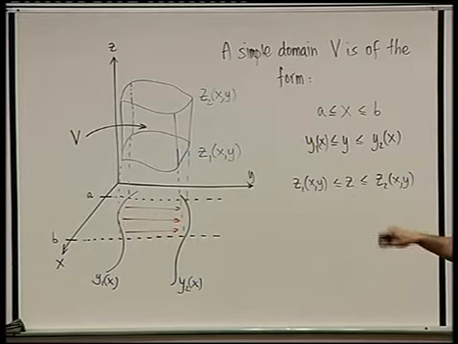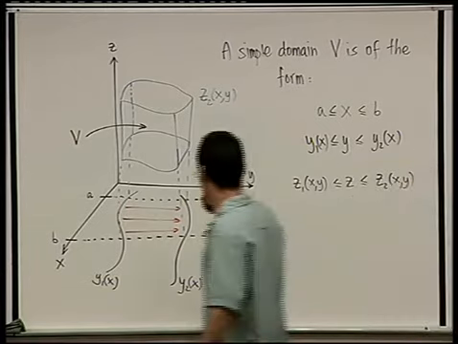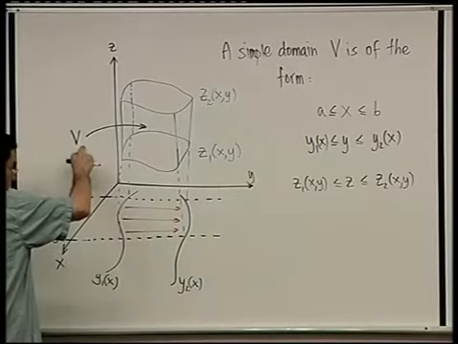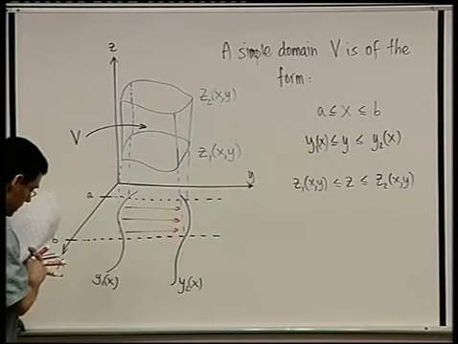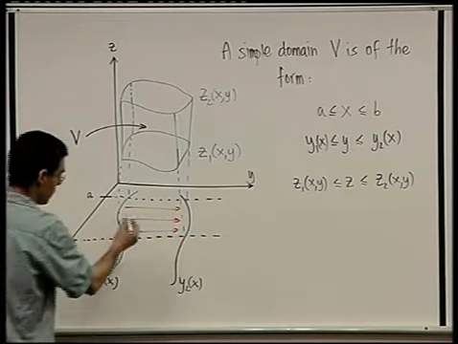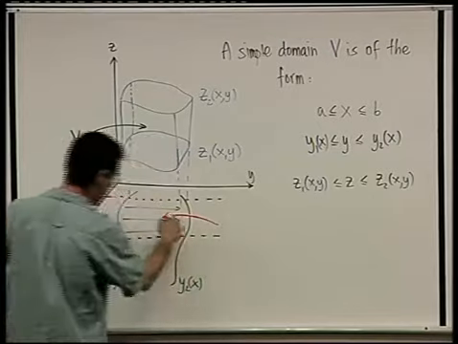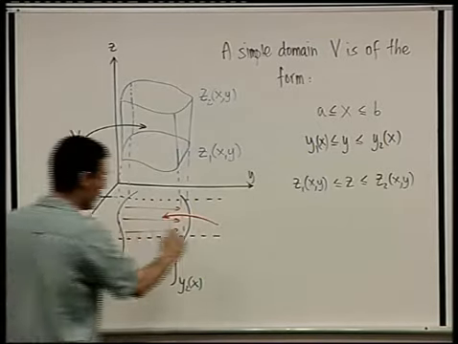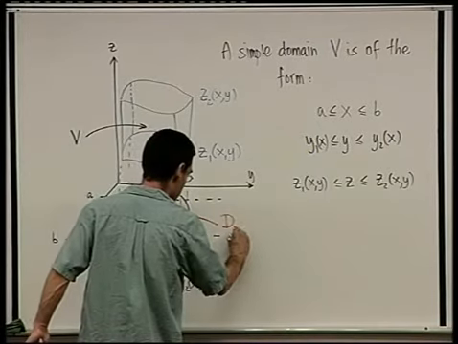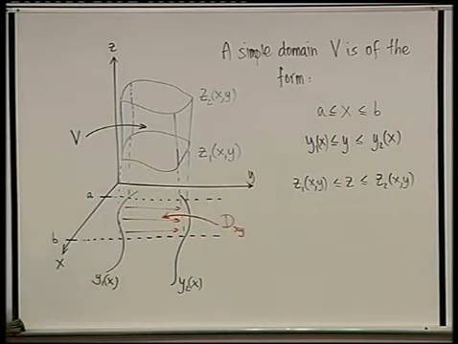Okay. Now, when the domain is simple, by the way, let me add one more notation here. If this is V, we will denote, and this is useful, its projection, the shadow it makes on the xy plane. We're going to call it D sub xy. Okay, so Dxy is a simple domain in the xy plane, in the sense of simple domains in two variables.